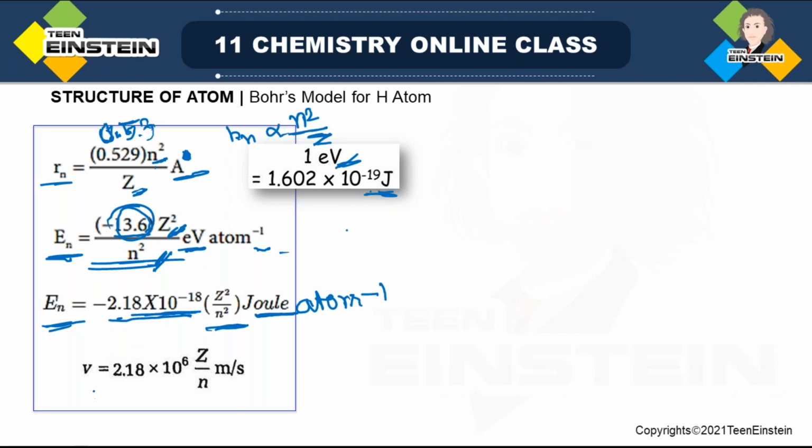Then the next formula is for velocity. So velocity is equal to, remember, 2.18 into 10 to the power 6. And here is one important point: just from the formula you can understand, if you remove this constant, then velocity is proportional to Z by n. So when n value is increasing, velocity will decrease. When Z is increasing, velocity will increase. Remember this. And here the unit is meter per second. So when you are using this formula, remember 2.18 into 10 to the power 6 is actually in SI unit, meter per second. You can obviously convert it to some other unit.